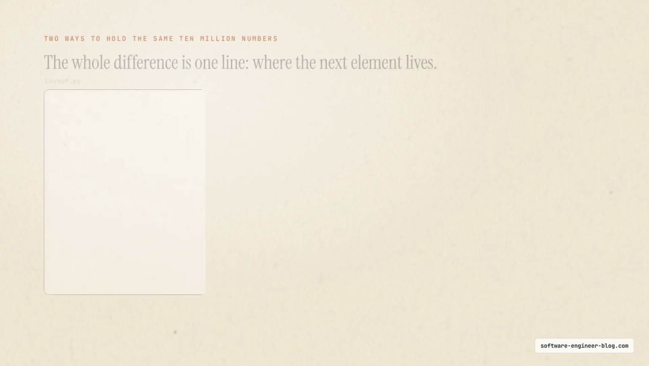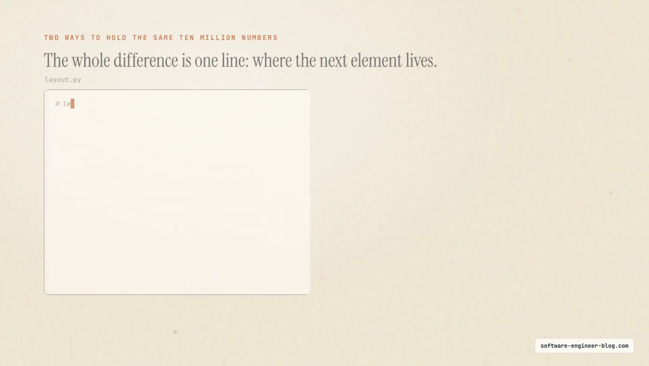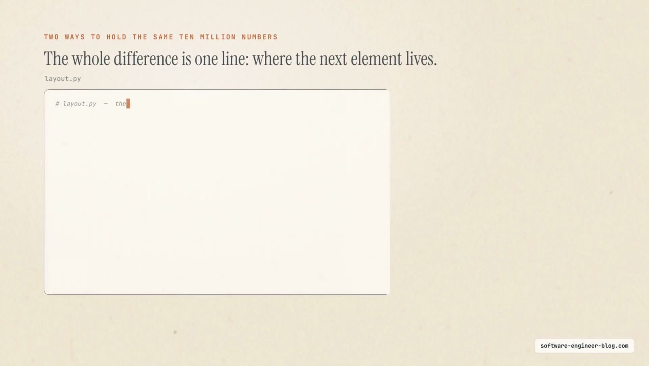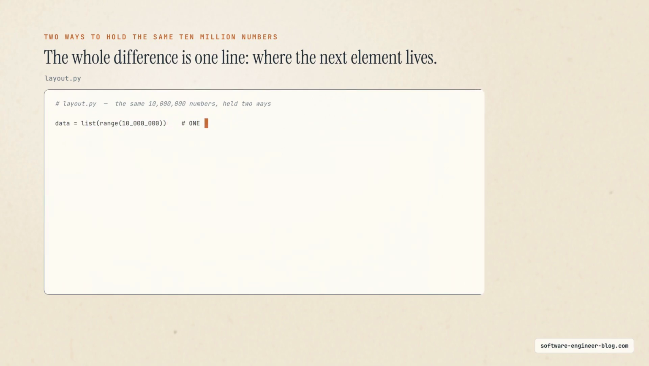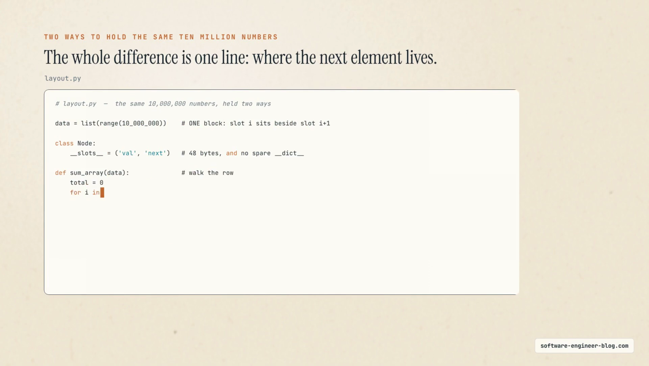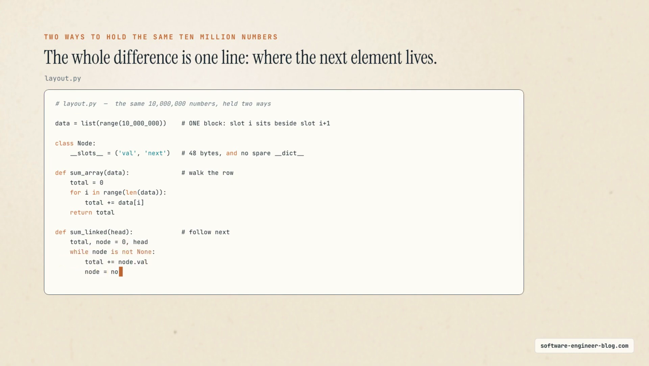Here are both structures in the smallest Python I can write. The array is a plain list of 10 million numbers. One block where slot i sits beside slot i plus 1. The linked list is a node class with 2 slots, val and next. I use double underscore slots so that each node is exactly 48 bytes, with nothing spare.